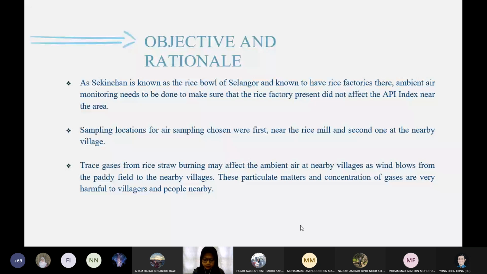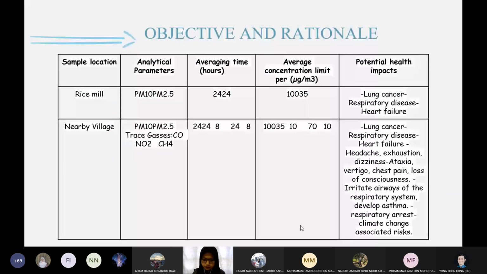For example, trace gas from rice straw may affect the air at the nearby village as wind blows from the paddy field to the nearby villages. These pollutants are very harmful. As an illustration, next. From the table shown, we can conclude that PM10 and PM2.5 obtained at the rice mill can cause lung cancer, respiratory disease, and heart failure to people nearby.